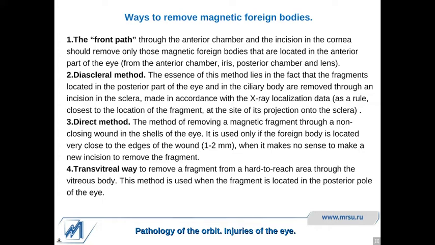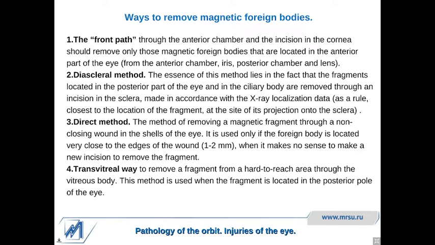The transvitreal way helps us to remove the fragments of foreign bodies from hard-to-reach areas. It means going through the pars plana area of the ciliary body to the vitreous body, taking the foreign body and removing it from the eyeball. This method is used when the fragment is located in the posterior pole of the eye, of course.